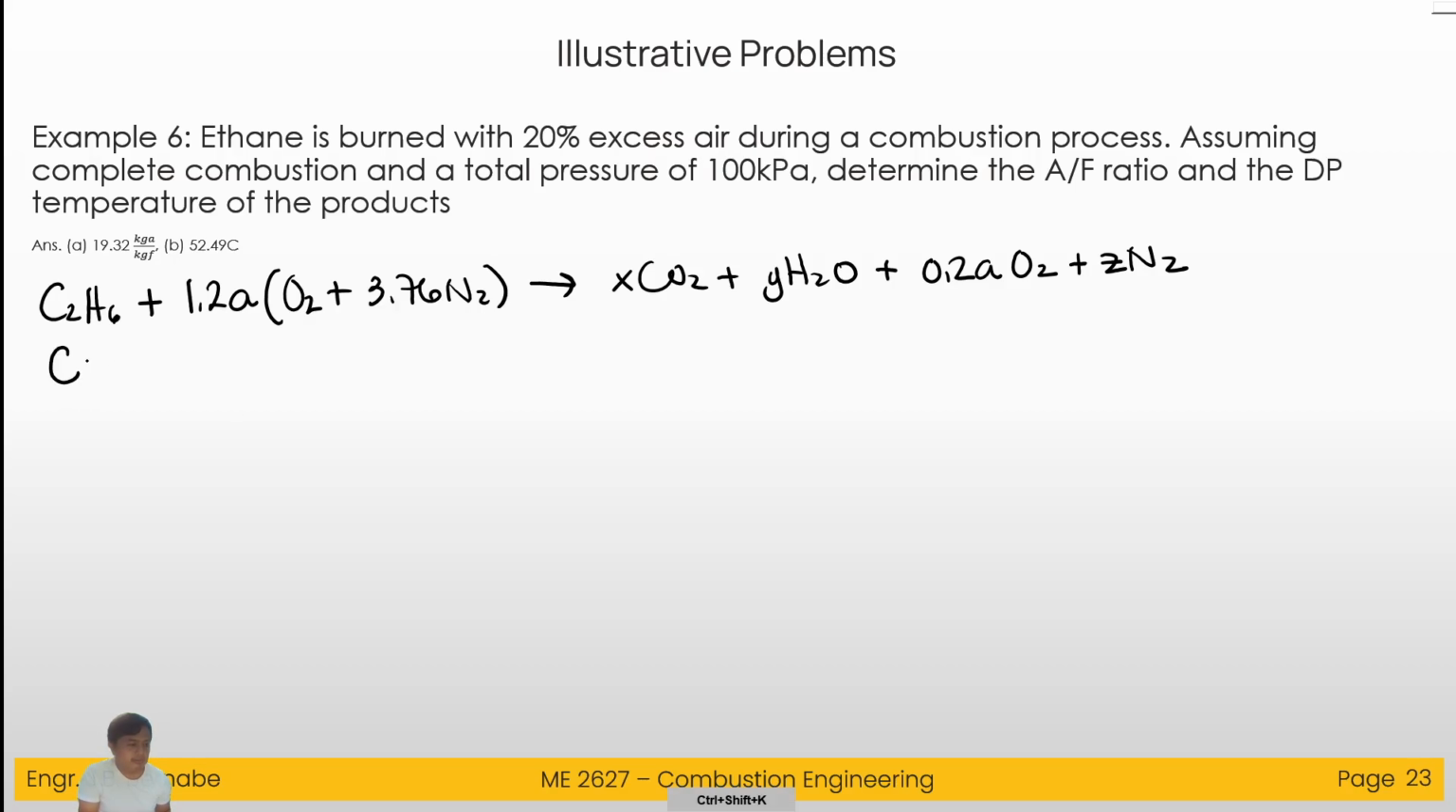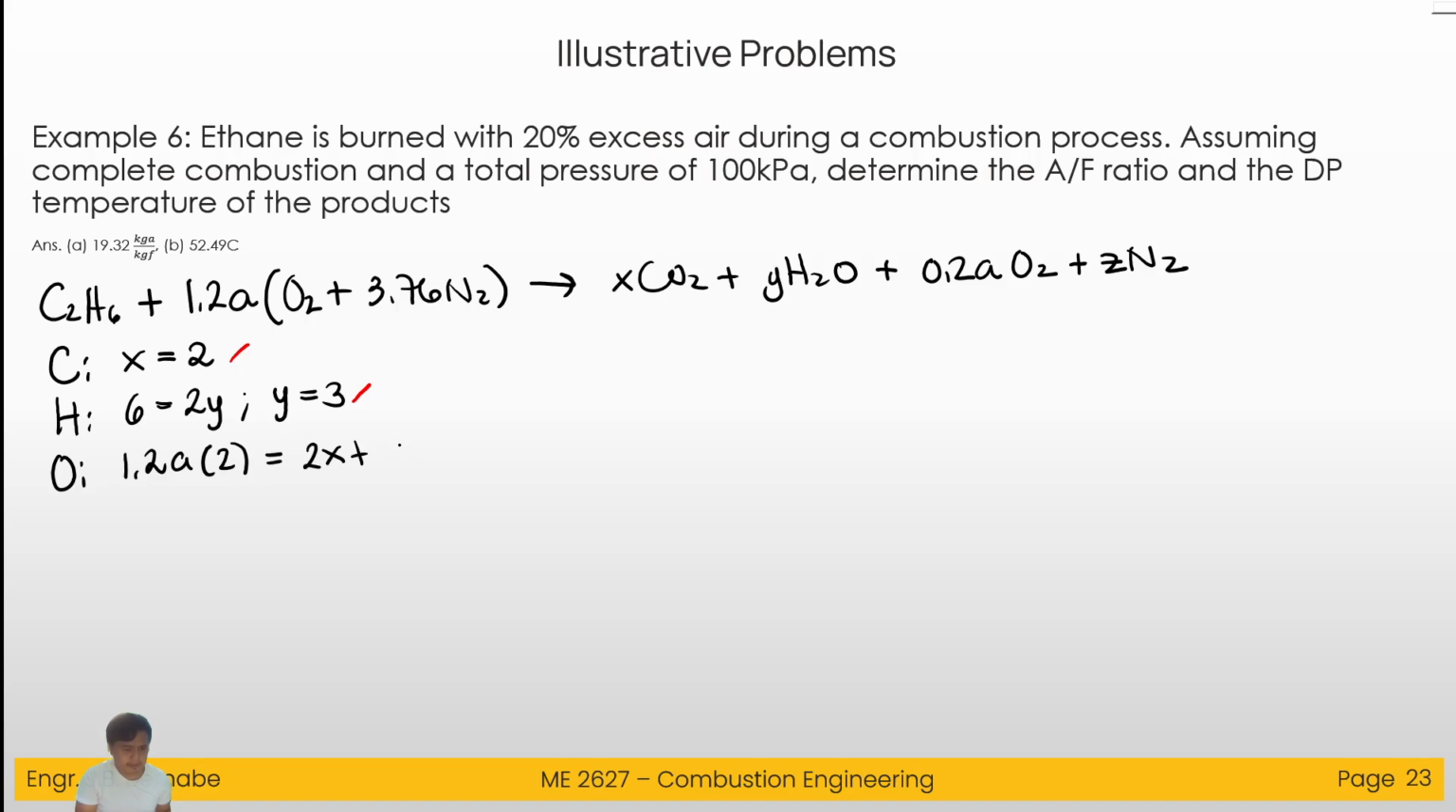Okay, so doing the chemical balancing, you can start with the carbon. So X is equal to 2, no? And then for H, you have 6 is equal to 2Y, so therefore Y is equal to 3. For the oxygen, you have 1.2A times 2, no? And then equals 2X plus Y plus 0.2A times 2.